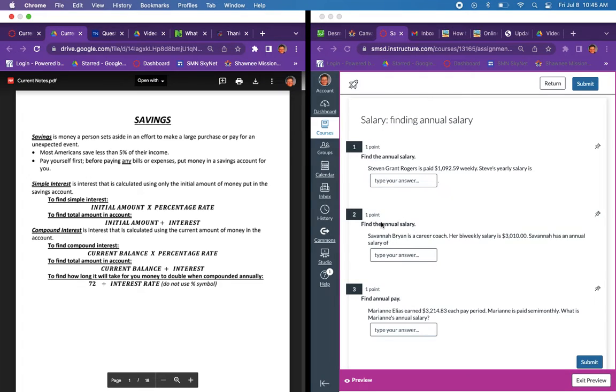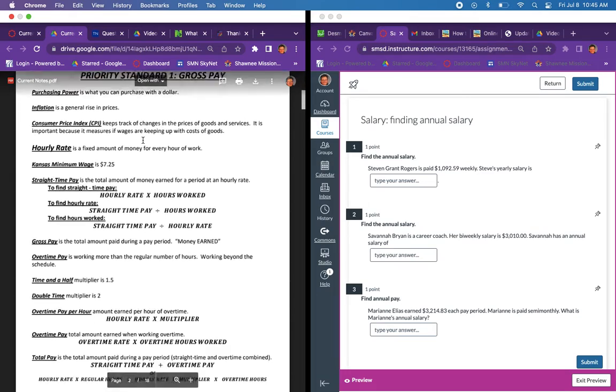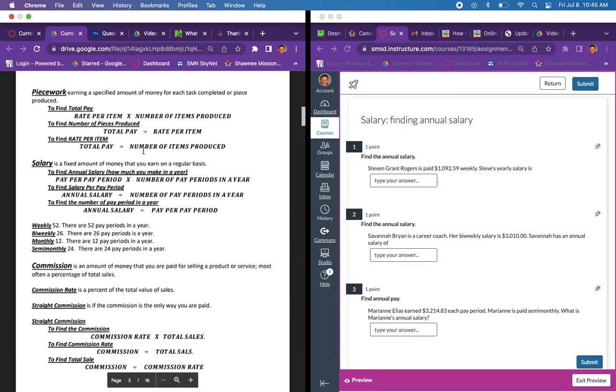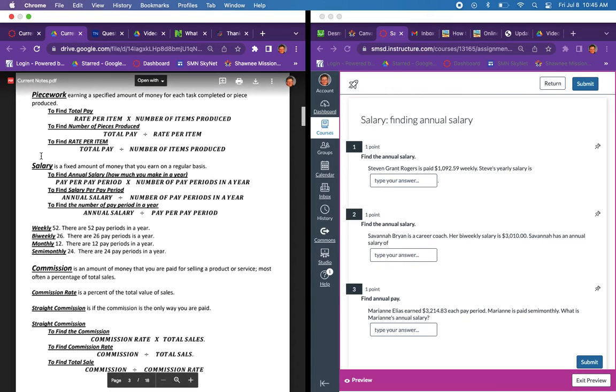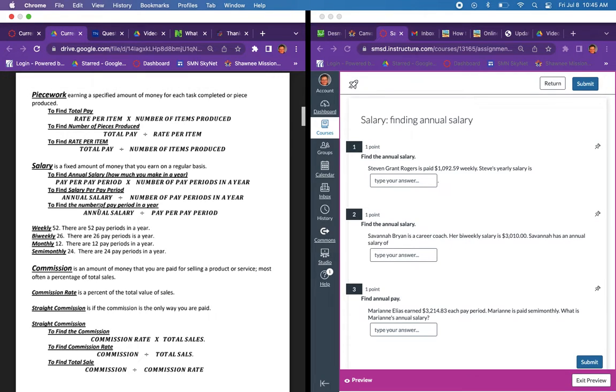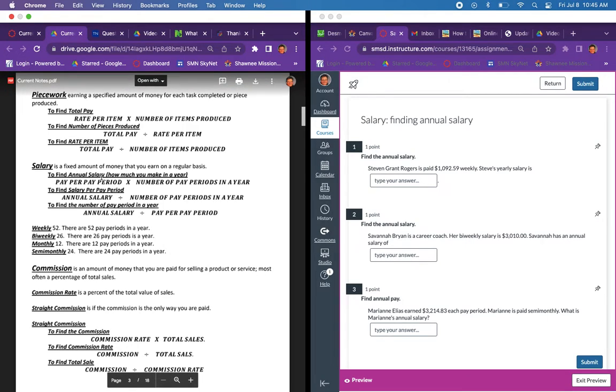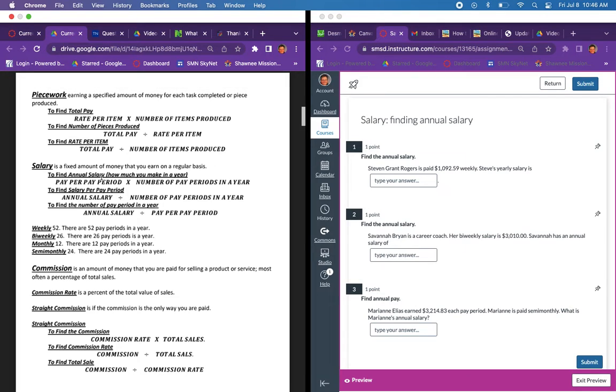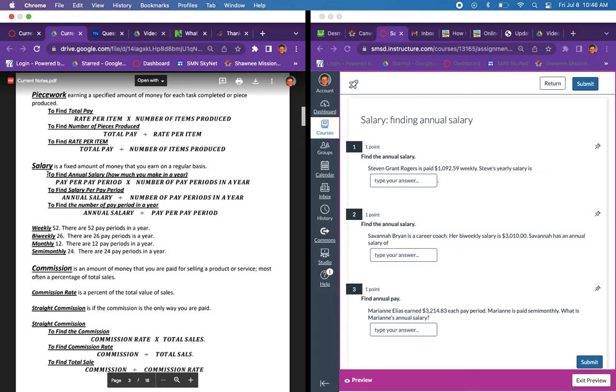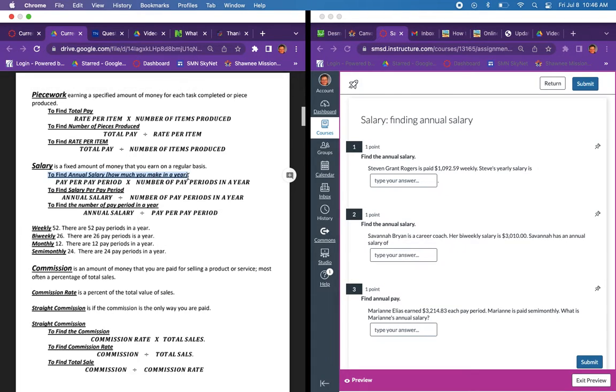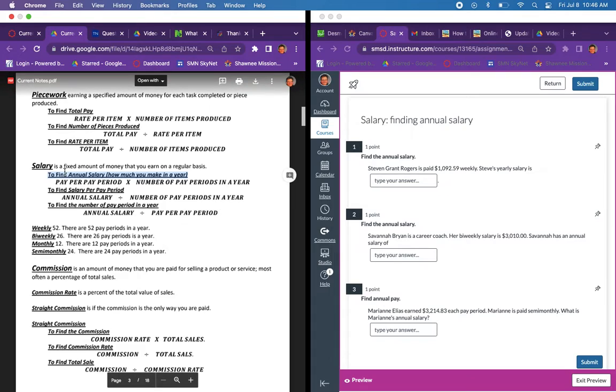Find the annual salary. Find annual pay. Okay, so we're going to go to salary, which I believe is at the bottom of the middle of page 3 in your notes. So here is the definition of salary, and here are the three expressions that go with it. To find the annual salary, that's what we're doing in this video. In future videos, we will find the salary per pay period, and then we will find the number of pay periods in the year. But for what we're doing today, we are finding the annual salary, which is straightforward.